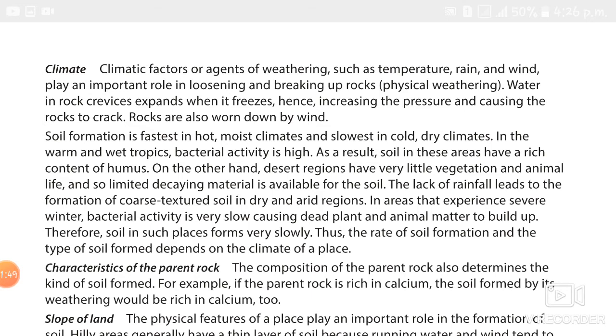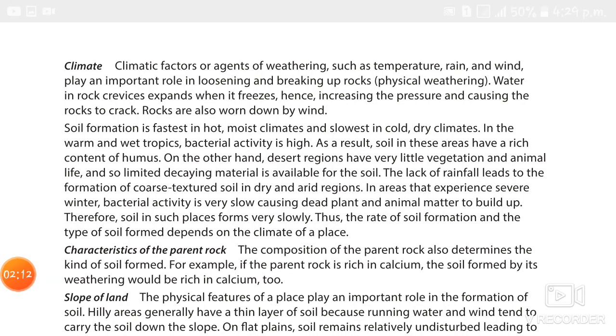In warm and wet tropics there will be plenty of plant growth. Why? The region will be very warm as well as wet, so the bacterial activity will be high. Due to this, soil in these areas is rich in humus. So in warm and wet tropics bacterial activity will be high, and the soil in these areas will be rich in humus. You have seen deserts, right?